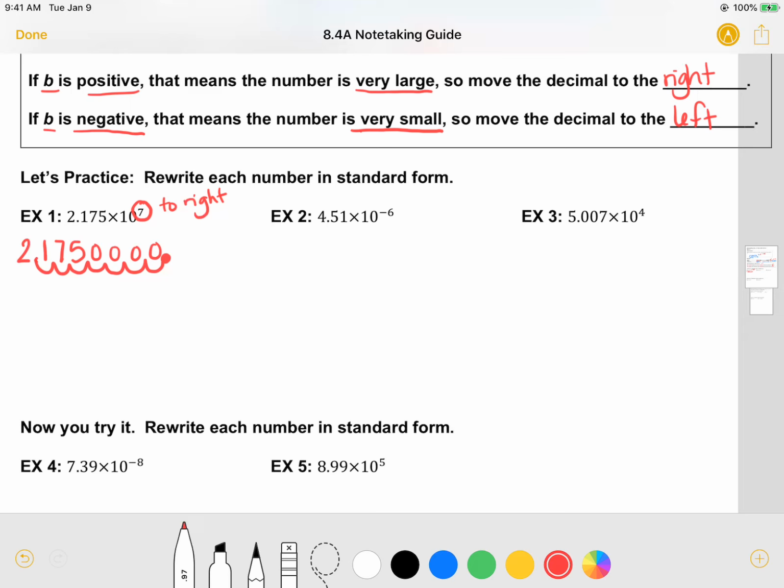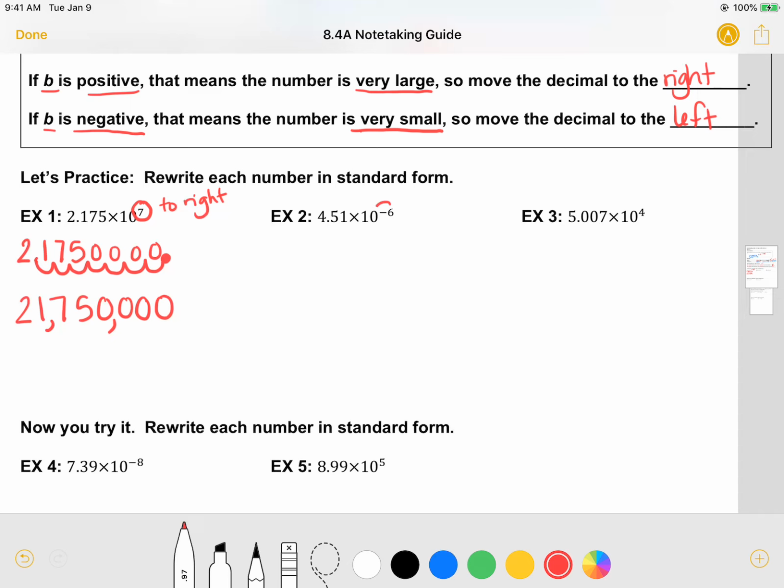Okay, so now let's rewrite the number and let's put in some commas there. So we have 21750000, and I need a comma after every third number. So I'm going to put in 2 commas, and what we would have there is 21,750,000 in standard form. Okay, let's go ahead and look at example number 2.